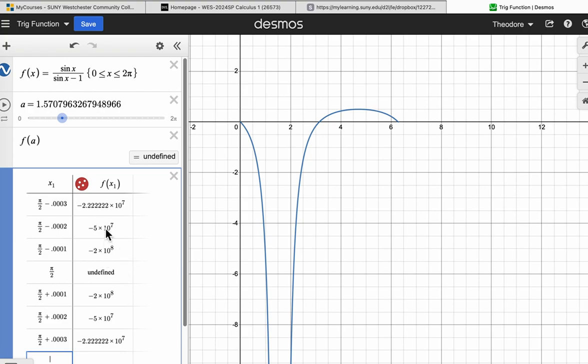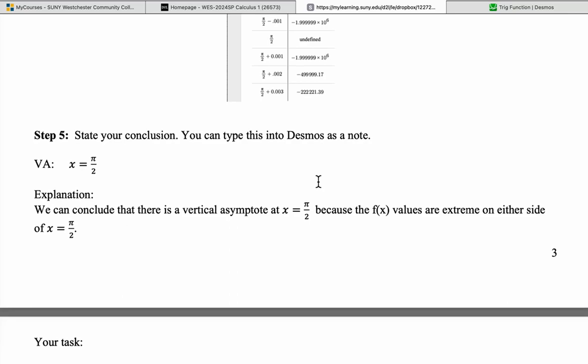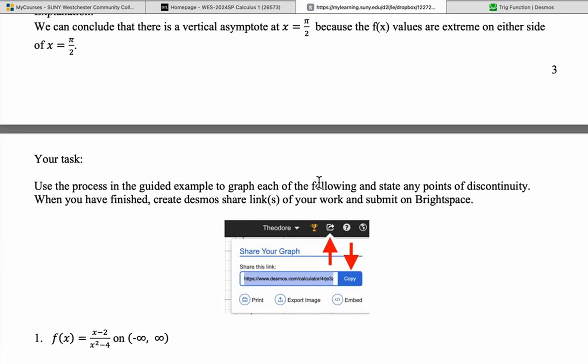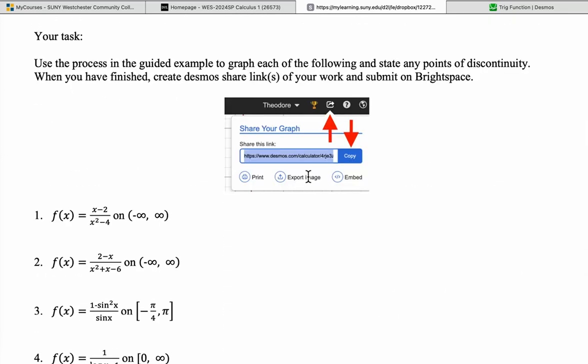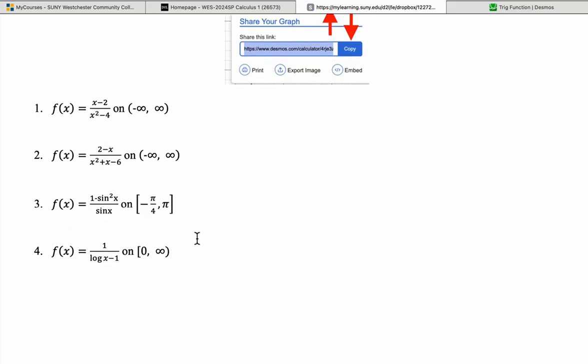All right, so this one is actually much shorter, but it's only much shorter because we took the time to do the work for the first guided example. All right, so then same deal, you're creating a share link and submitting it. So you're going to tackle these problems. The first two are very much like guided example 1. The third one is very much like what we just did. All right, and the last one involves a log, but it's still the same principle.